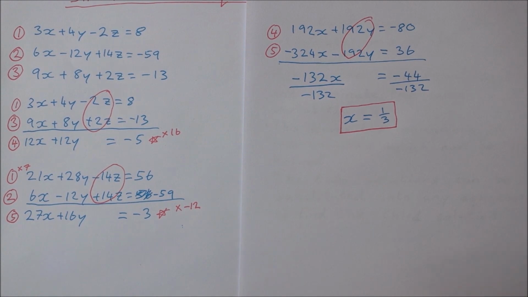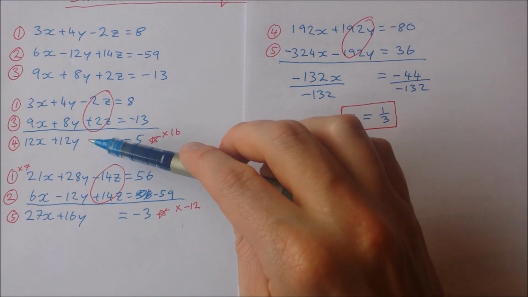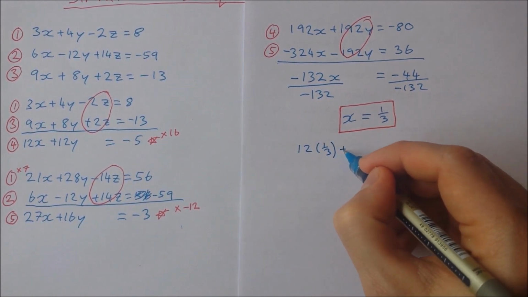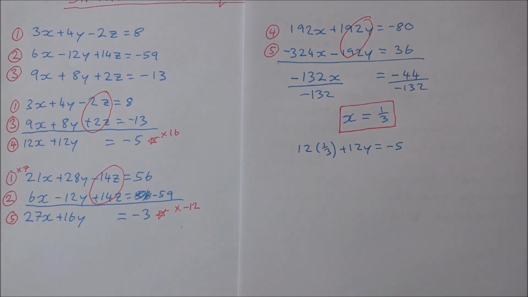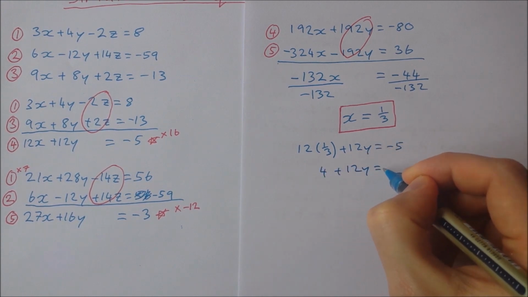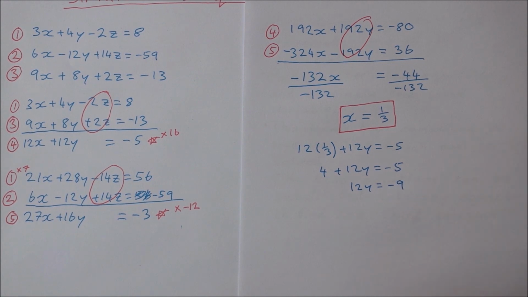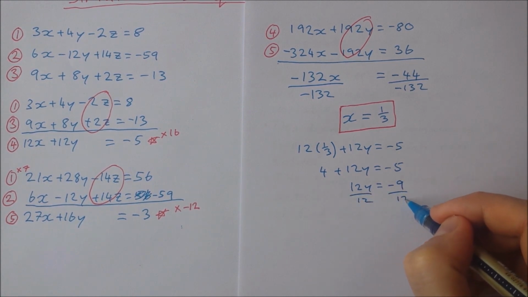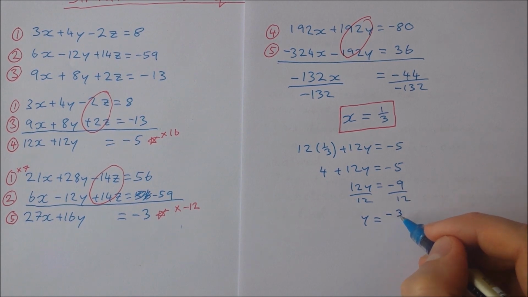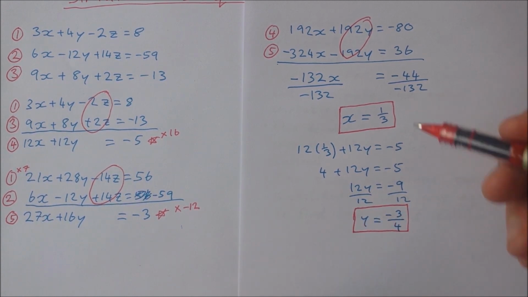Okay, I want to find my value of y now, so I'm going to sub this value for x into one of my equations. I'm going to put it into this equation here, it's probably the easiest one. So 12 times a third plus 12y equals minus 5. 12 times a third is 4. So 4 plus 12y equals minus 5. 12y equals minus 5 minus 4, which is minus 9. Divide both sides by 12. I get y is equal to minus 9 over 12, which simplifies to minus 3 over 4. So those are my two values for x and y.